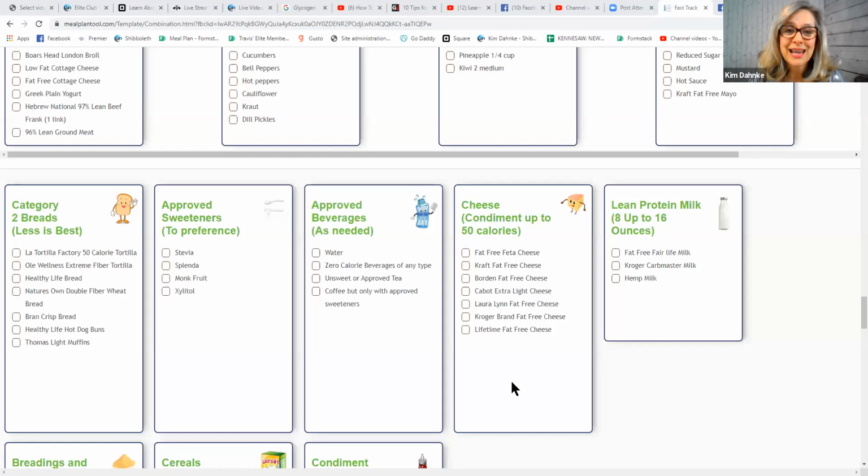I don't use salad dressing, so I don't have any need to use my condiments in that way, but I like to have my cheese on there. So I'll take it and I'll shred it over the top. So that's the way I use that cheese.